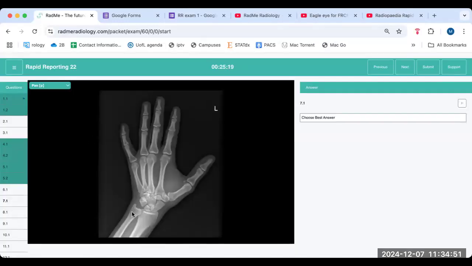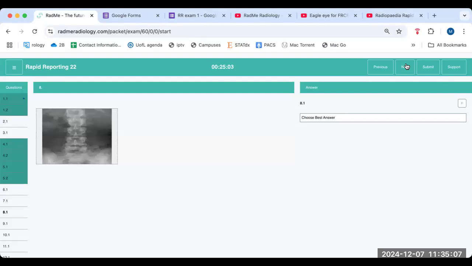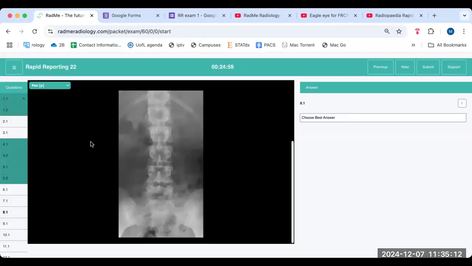Here, radius, ulna, and this is carpal bones and carpometacarpal joint, then the metacarpals, and then the phalanges. See? So a quick look in 15 or 20 seconds because you already know what you are searching for and you have the same approach for all the hand images. So you are doing the same thing in the same order every time, so you already saved it by heart.